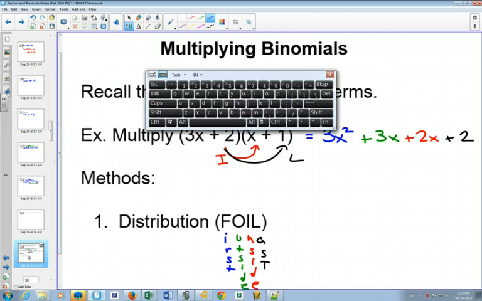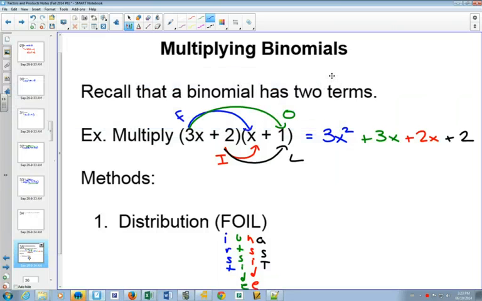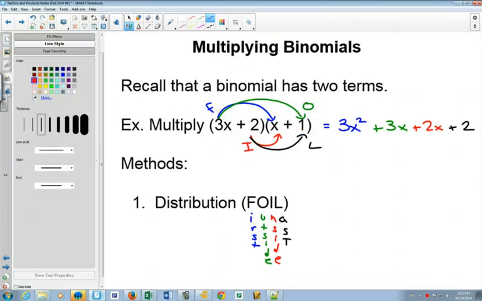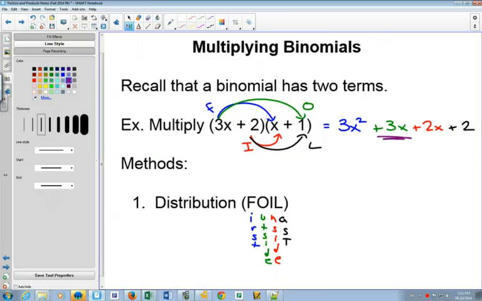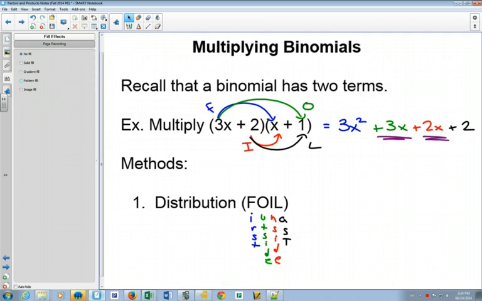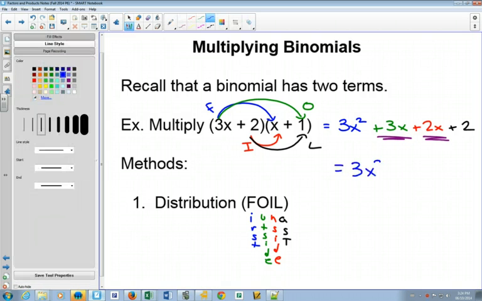Notice that. Yes, we can simplify because those two are like terms. And so we can get a final answer that is 3x squared plus 5x plus 2.